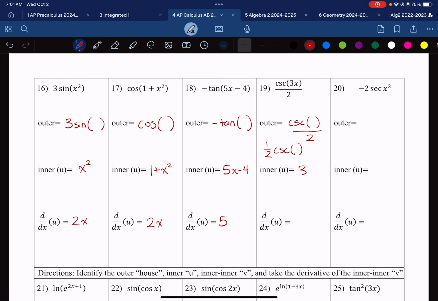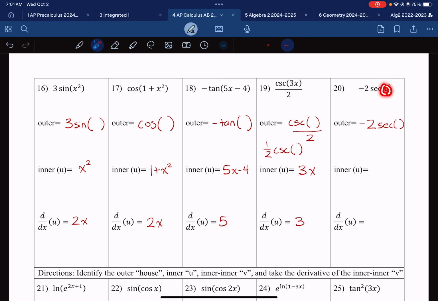The inside is 3x, and therefore the derivative of that inner, the dinner, is 3. In number 20, we have negative 2 secant of x to the power of 3. So the outside is going to be negative 2 secant of whatever the inside is. By default, if there are no parentheses for trig houses, you assume whatever comes next is directly inside.